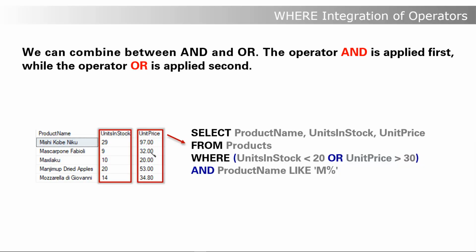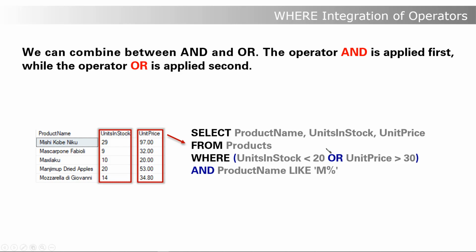In this lesson, we will talk about combining between and or together in one where syntax. So, if we combine and and or, the operator and is applied first, while the operator or is applied second.